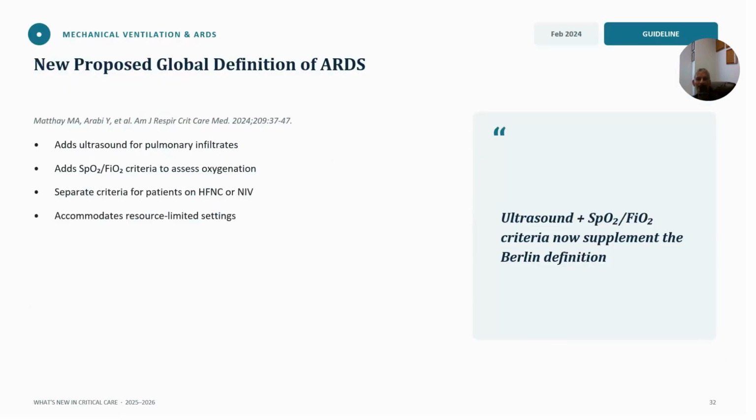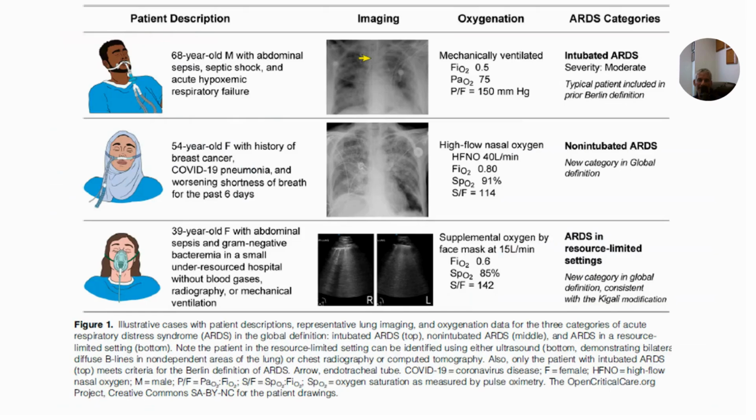A new proposed global definition of ARDS. So now we're adding ultrasound for pulmonary infiltrates. We're adding this score SpO2 SF ratio. And here is an SF ratio, for instance, of 114. That could help. And that's because you might not have the ability of having an ABG analyzer. So that's an example. Also here, let's look at this. Supplemental oxygen mask at 15 liters per minute. That would be your saturation 142.